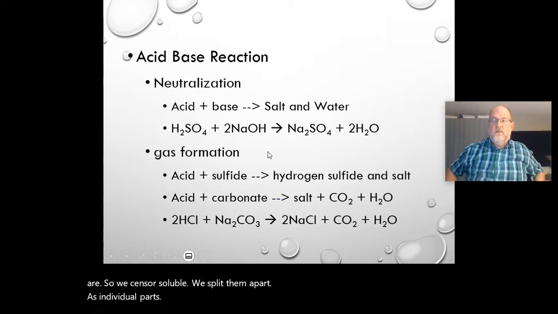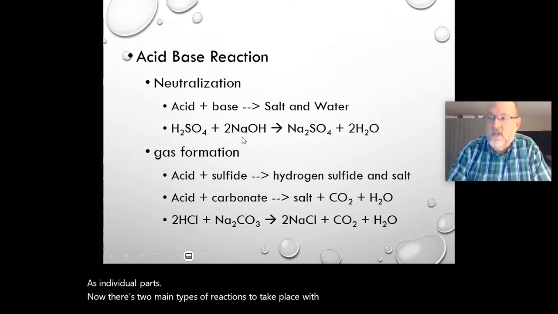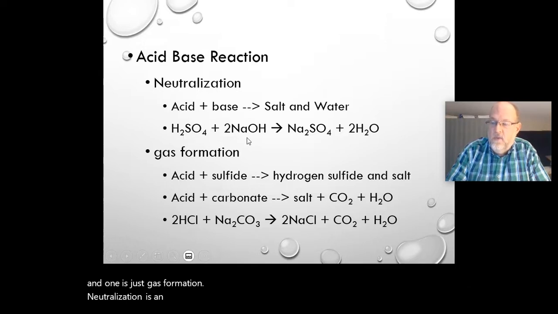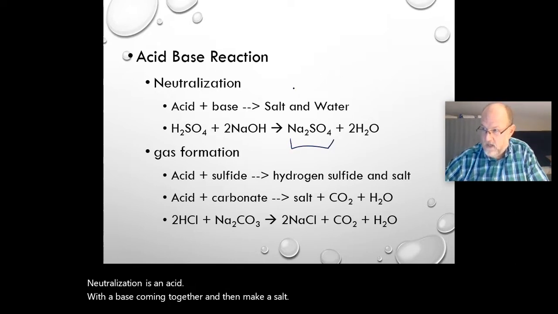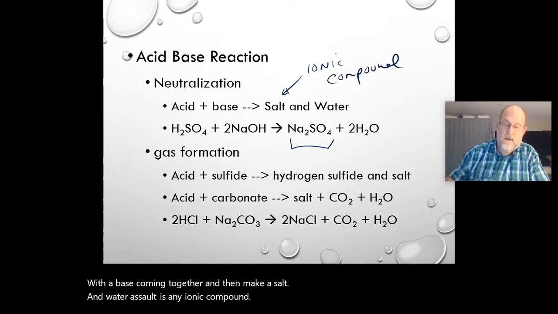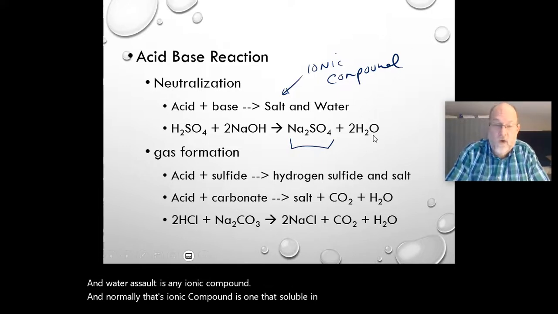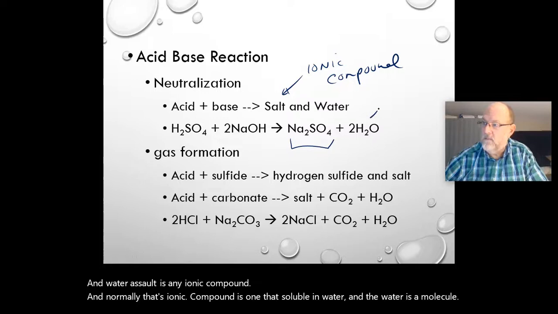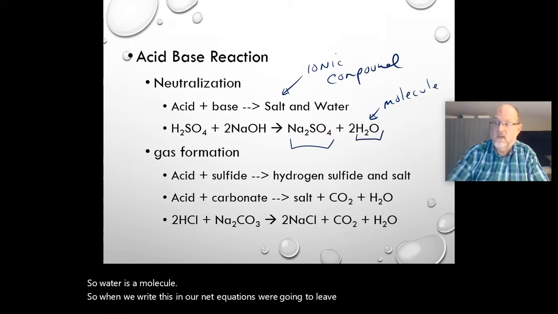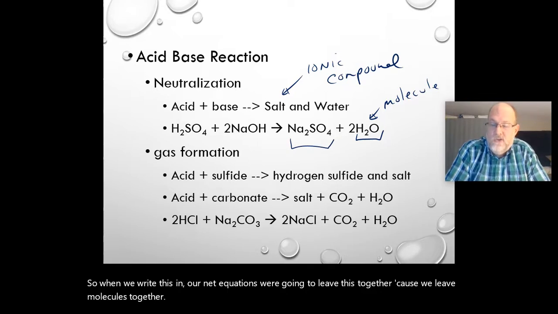Now, there are 2 main types of reactions that take place with acids and bases: one is neutralization, and one is gas formation. Neutralization is an acid and a base coming together to make a salt and water. A salt is any ionic compound, and normally that ionic compound is one that's soluble in water. Water is a molecule. So when we write this in our net ionic equations, we're going to leave it together because we leave molecules together. With gas formation, there are two that you're going to have to remember.